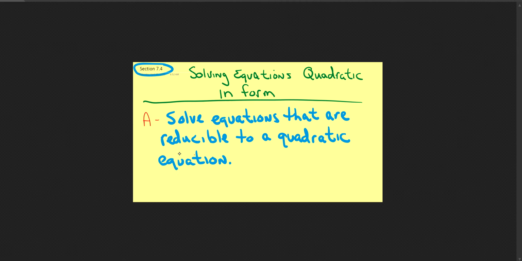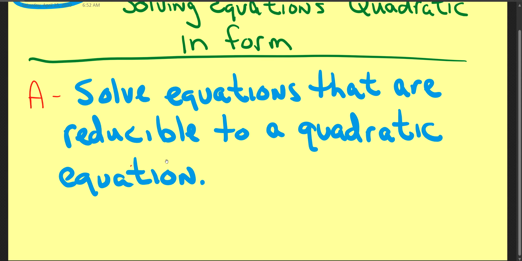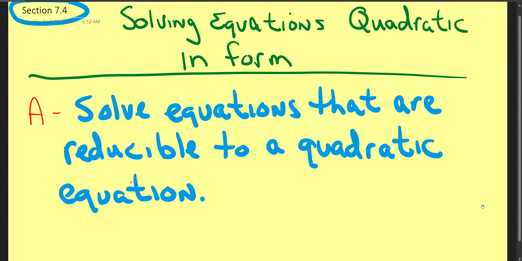Section 7.4 is today, and it is a short section with a mere 4 examples to do with this section. What we're going to do is solve equations that are quadratic in form. Let's look at our first objective. Our first objective is to solve equations that are reducible to a quadratic equation.